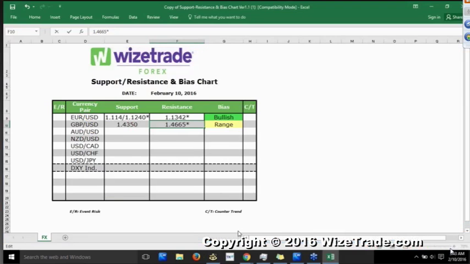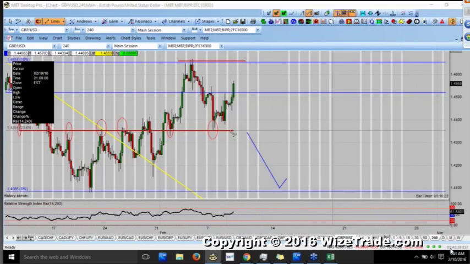Now, as you guys can see, this right here is the 350 pip trading range. We're pretty much in the middle. That's not giving you a whole lot to work with.